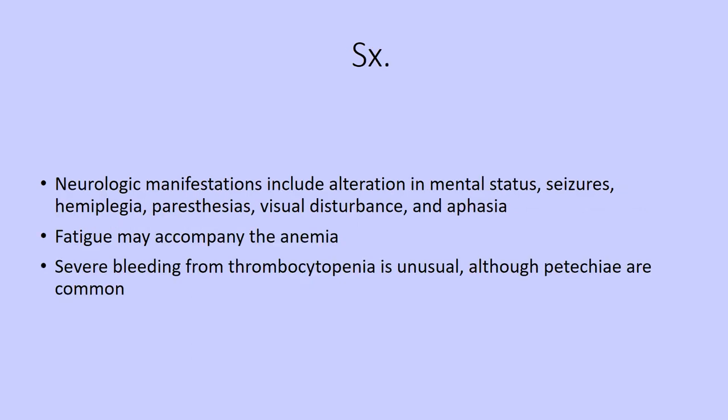So symptoms, you can have neurological manifestations, including alteration in mental status, seizures, hemiplegia, paresthesia, visual disturbances, and aphasia. You can also have fatigue, which may accompany the anemia. You can also have severe bleeding from thrombocytopenia, which is unusual, although petechiae is common. So basically, because the platelets are doing their job in one area doesn't mean you can't bleed to death from some other area.